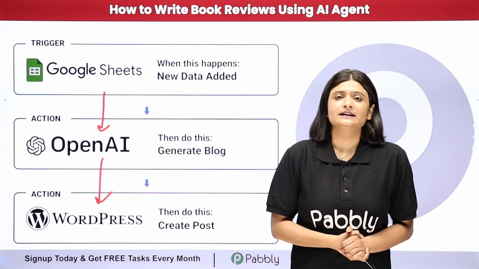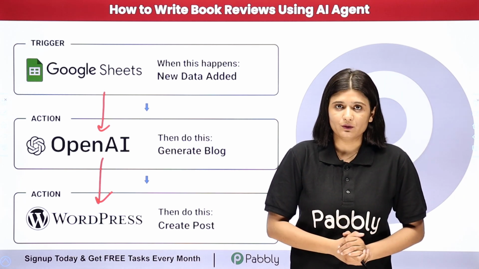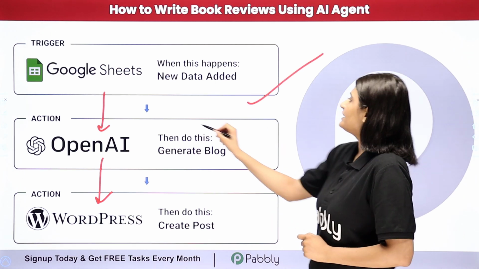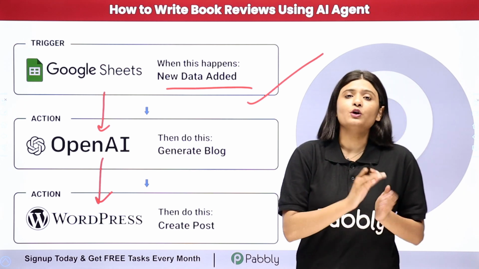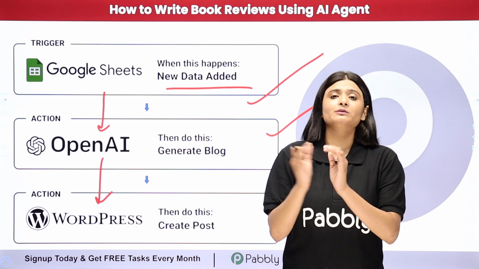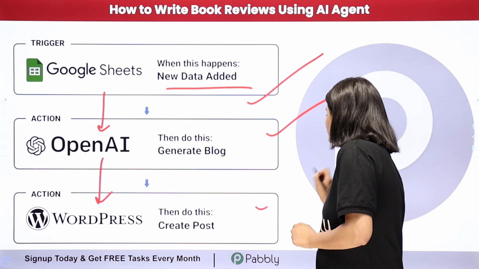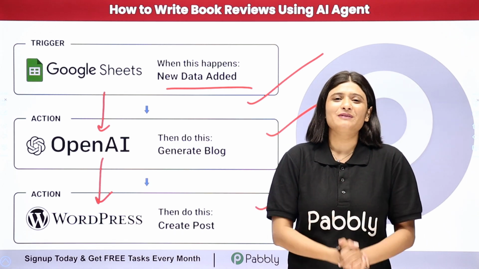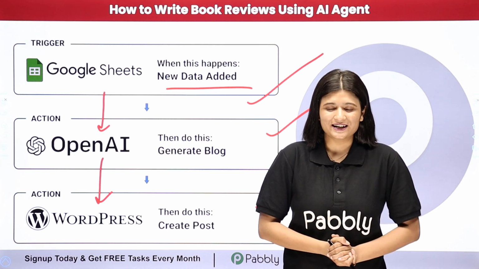With the help of Pabbly Connect, I'm going to build this connection in such a way that whenever I add new data in my Google Sheets spreadsheet, the blog will be automatically created with the help of OpenAI, and then this post will be automatically created on my WordPress. Now, if you want to learn the step-by-step process, then let me take you all to my screen.